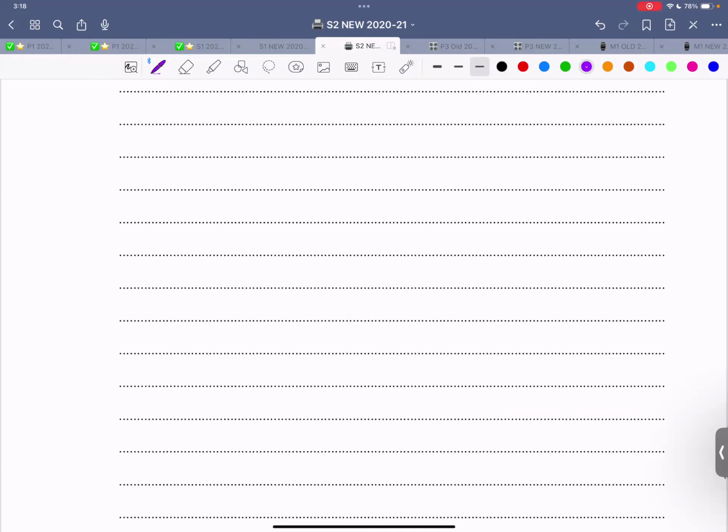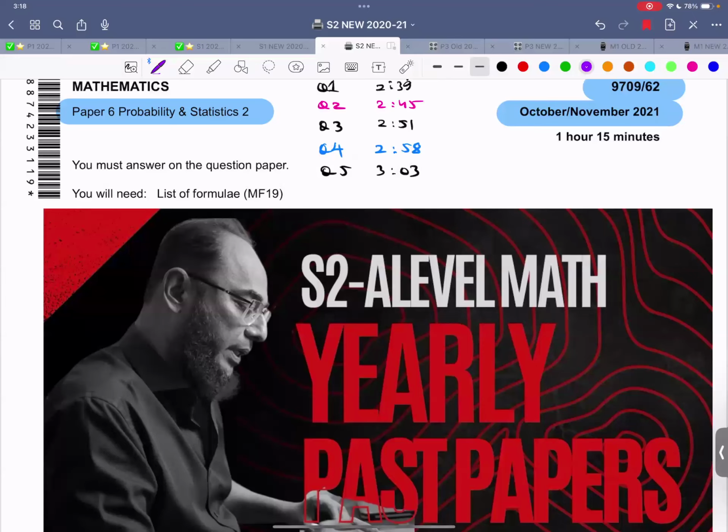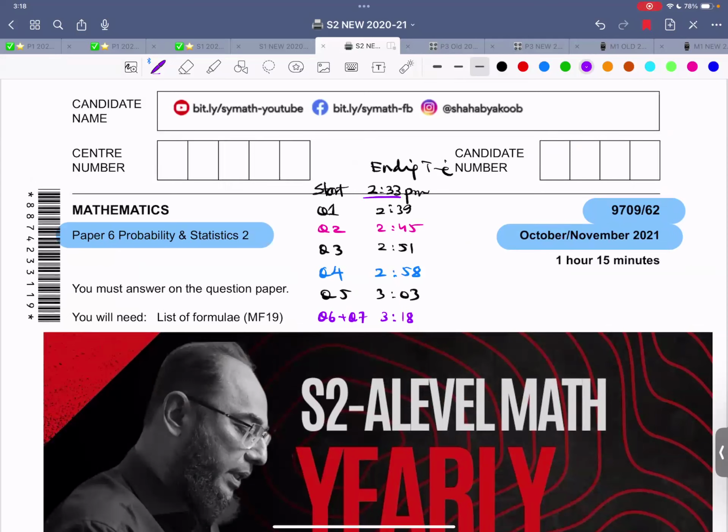And that completes the paper. This is 3:18. I think I skipped question 6 and question 7 altogether. That's 3:18. We started at 2:33. That is 27 minutes plus 18 minutes. How much is that? 27 plus 18? 45. So we took 45 minutes to complete a paper which is for 1 hour 15 minutes. I hope you would give me an A star for this, because that is a perfect time to do such a paper.